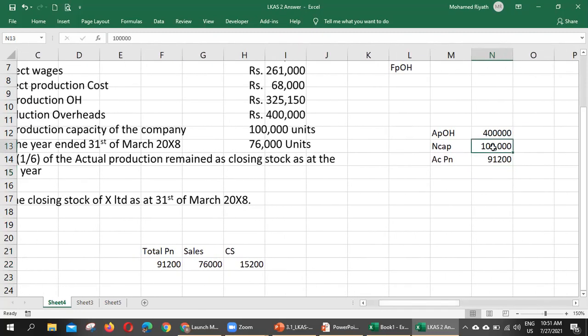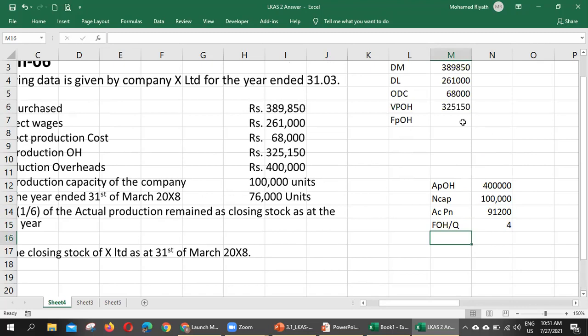Absorption: we have to divide this 400,000 by 100,000, or 91,200? Which value? 100,000. Very good, because the actual production is below normal capacity. So therefore, fixed overhead per unit equals 400,000 divided by 100,000, which equals 4. Then how much fixed overhead here? 91,200 into 4.